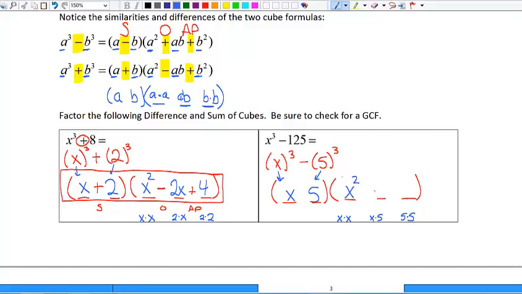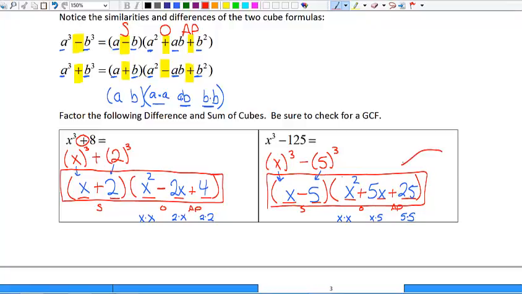So I have x times x, or x squared. 5 times x is 5x. And 5 times 5 is 25. Then I go back and use my SOAP. Same is minus. My problem had a minus in it, so same is minus. Opposite is positive, and always positive is positive. So this is my final factorization.